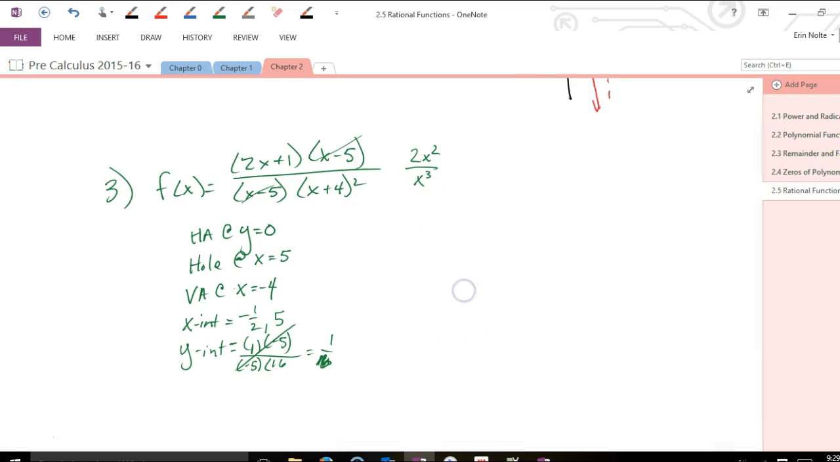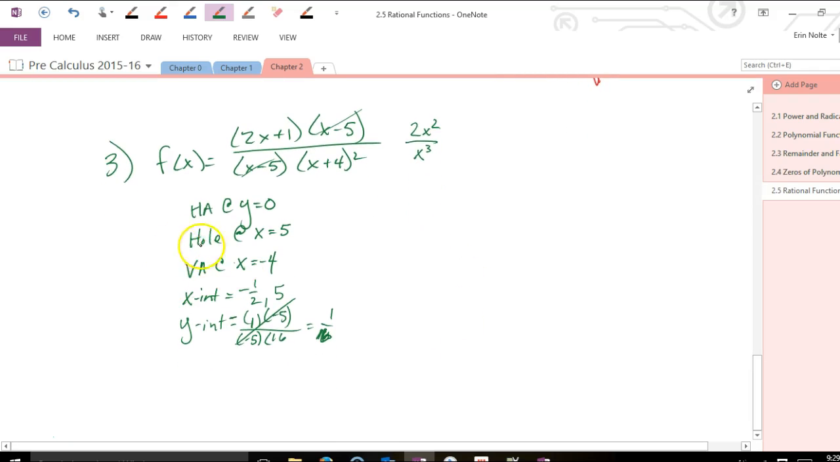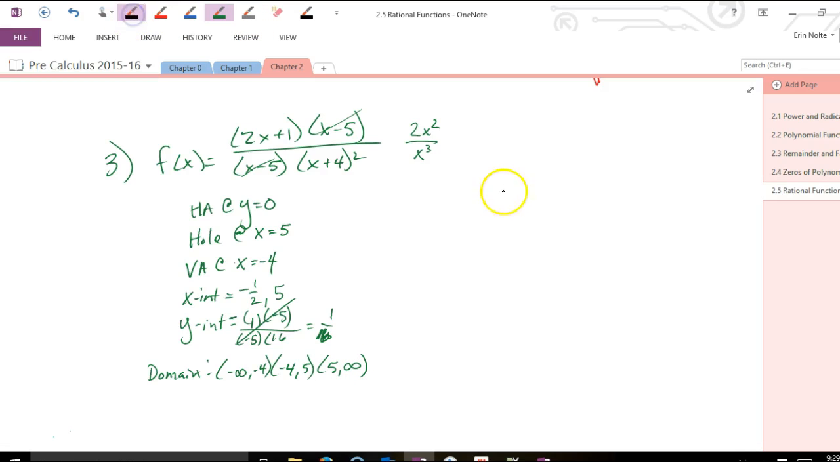Okay, so to state our domain, that's going to come from holes and asymptotes. We know the x's cannot be 5 or -4, so we're going to say from -infinity to -4, from -4 to 5, and then from 5 to infinity. Okay, so let's graph this one on the calculator.